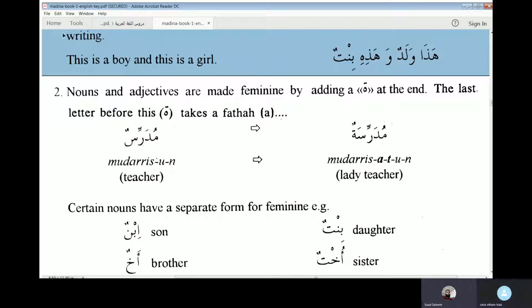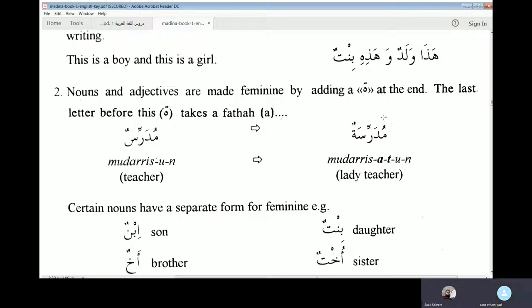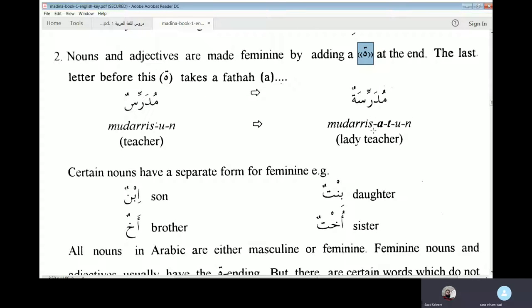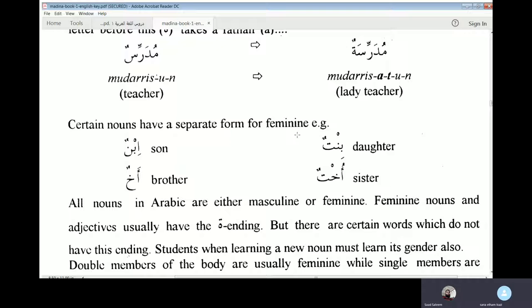Sana, read the second point. Nouns and adjectives are made feminine by adding ta marbuta at the end. The last letter before this ta marbuta takes a fatha. Mudarrisun becomes mudarrisatun. Certain nouns before the ta marbuta have fatha. Certain nouns have a separate form for the feminine, for example bintun, ukhtun is sister and akhun is brother.